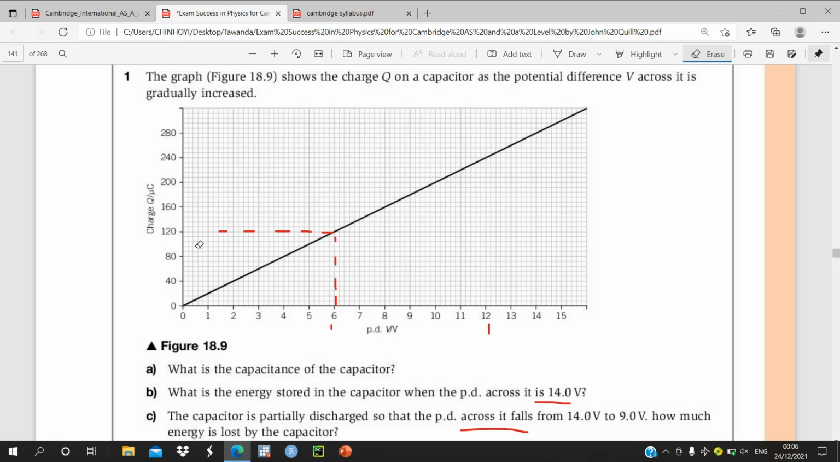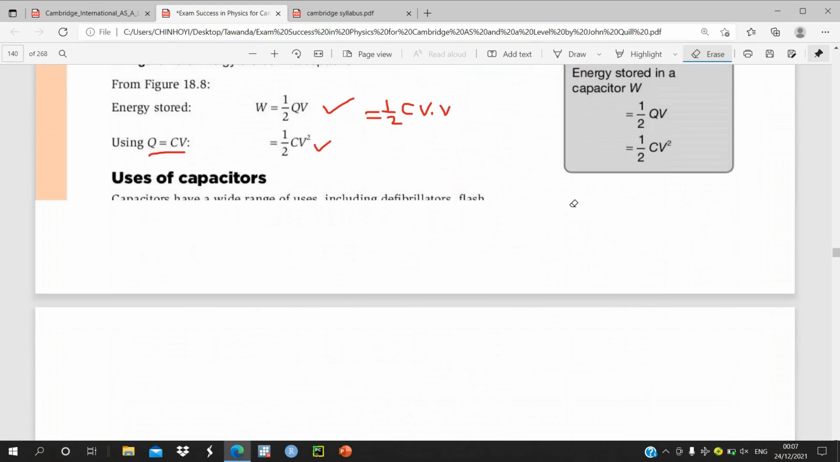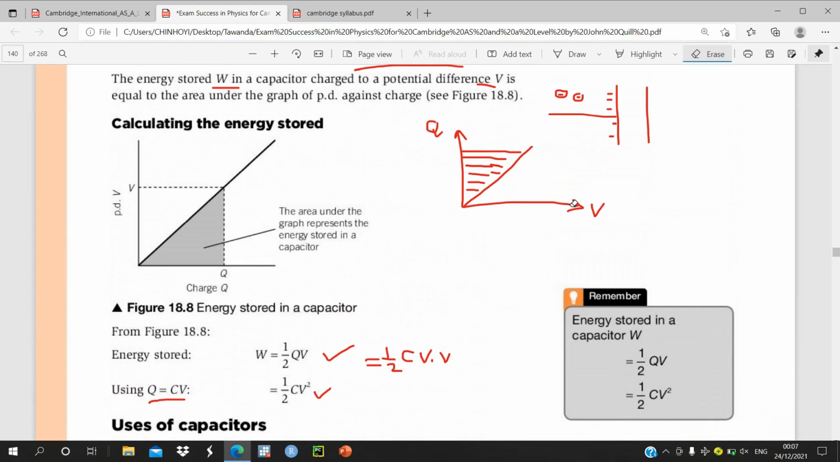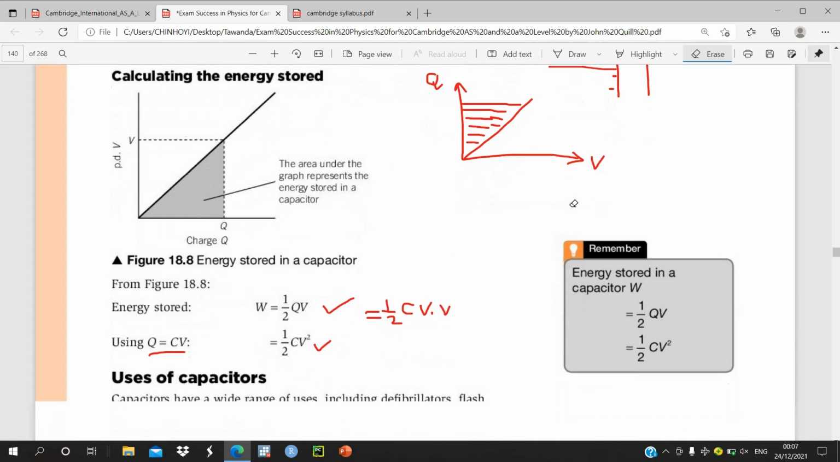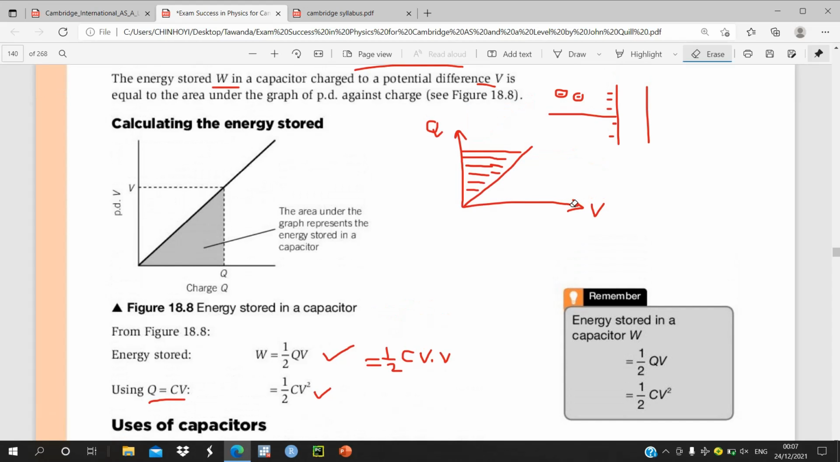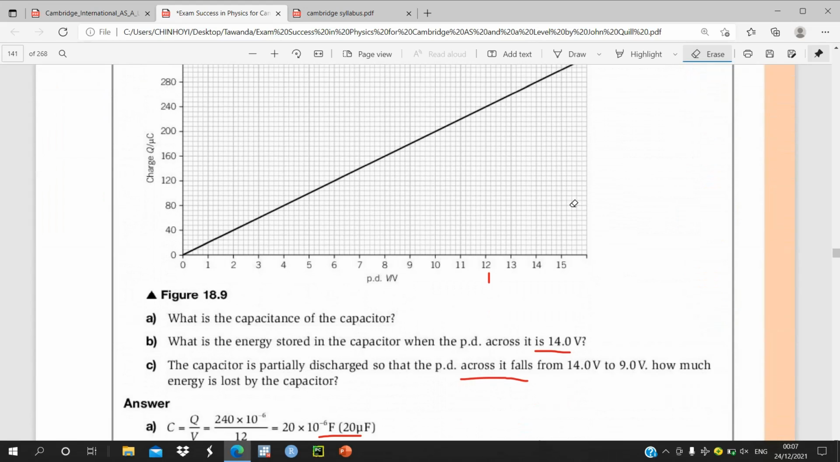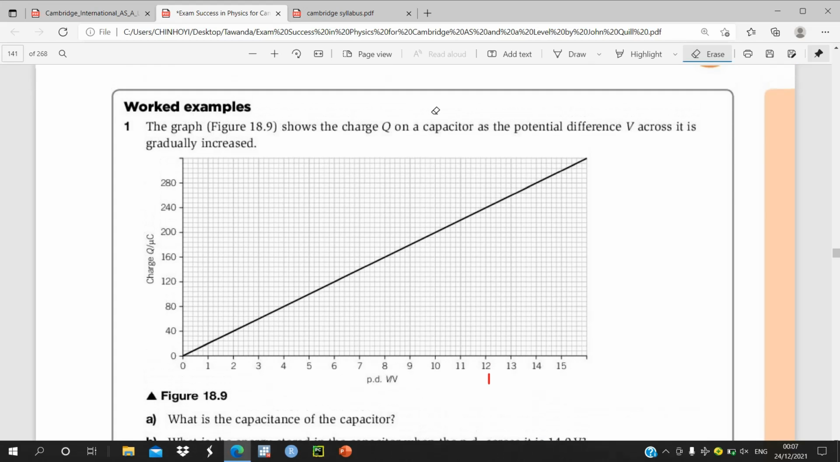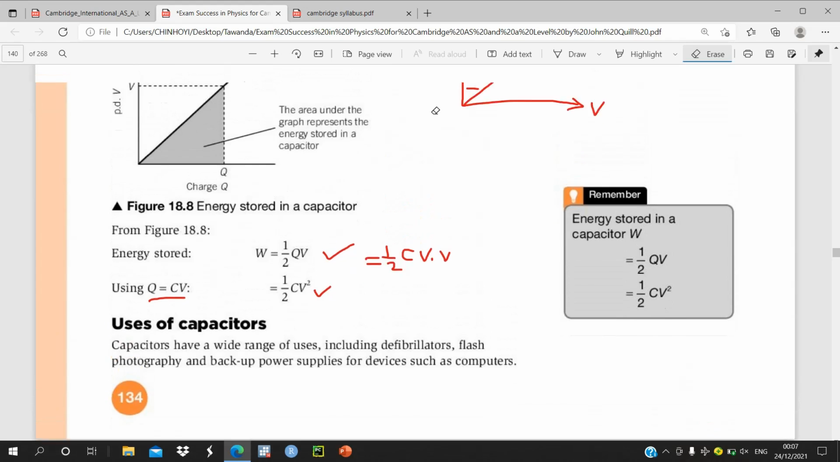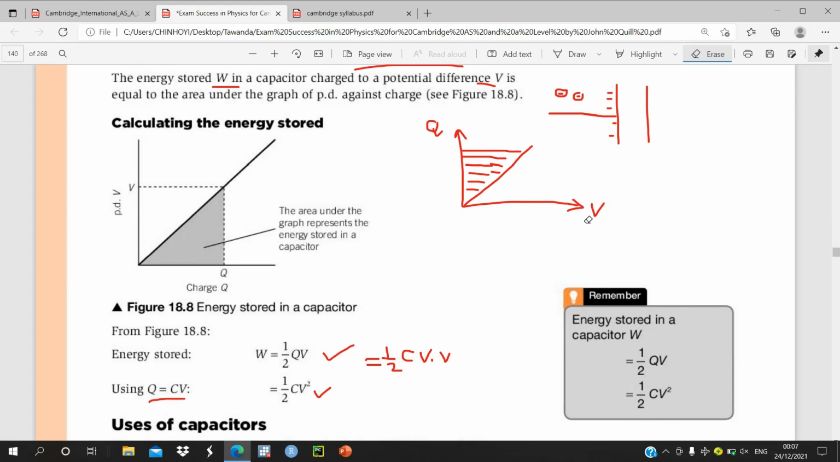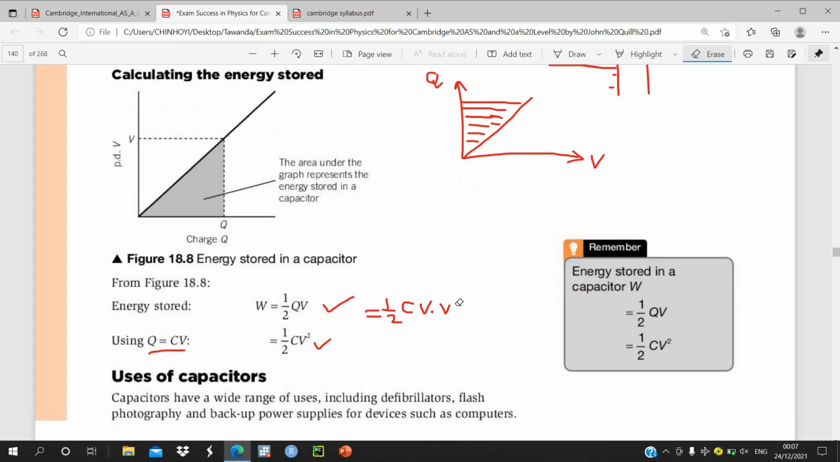Remember, we have said the energy stored is the area under the graph. It's the area under the charge-voltage graph, and if you have the charge on the y-axis and voltage on the x-axis, like what we have, this area will represent the energy stored.